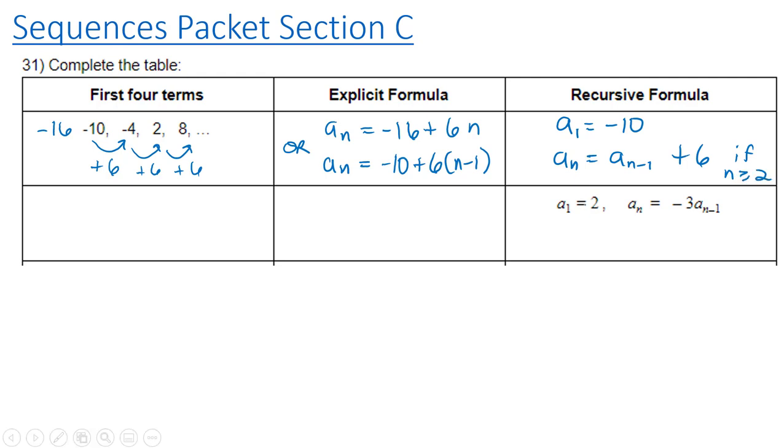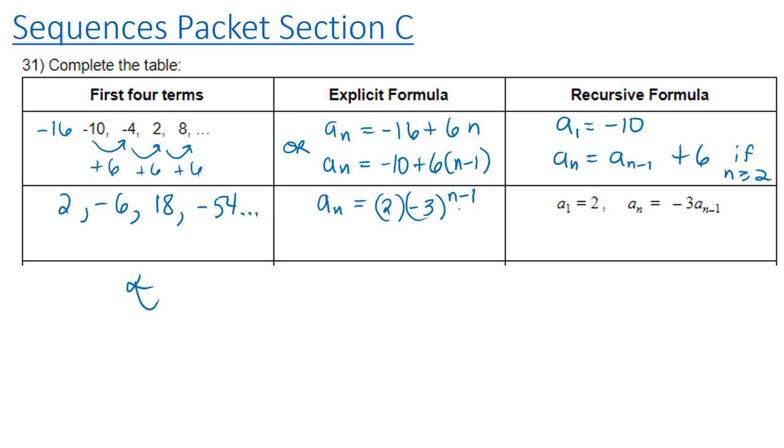Okay, for this one, I recommend that you go backwards, do the first 4 terms first, and then write the explicit formula. All right, so let's write it out. So we start with 2, and then multiply by -3. Okay, write the explicit formula now. That's one way to do it. You might find another way too.